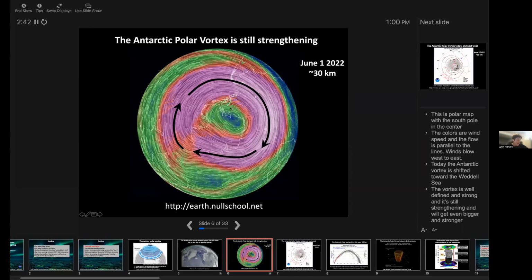It's well-defined and really strong. You can see its dominant center of action in the Southern Hemisphere. And believe it or not, it's still strengthening. It'll get even bigger and stronger. And go to this website, earth.nullschool.net. It's pretty cool. You can rotate the globe all over, go look at the flow at all sorts of different altitudes spanning the troposphere and stratosphere and see current conditions.